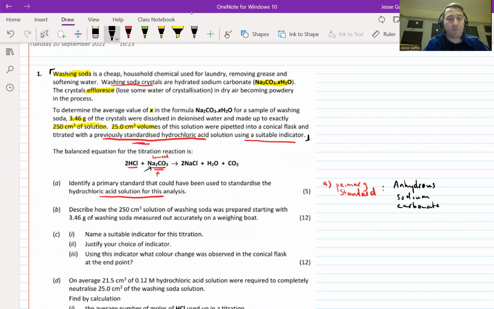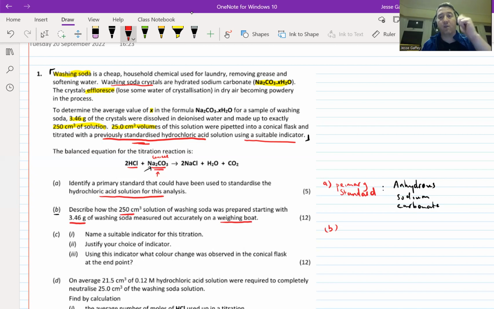Okay, so then it says B, describe how 250 centimeters cubed of washing soda was prepared, starting with 3.46 grams of washing soda measured out accurately on a weigh bowl. Okay, so this is where you have to really read the text to find out what they're looking for. This is the higher level, which means we have to analyze what exactly they are asking us to do. They're telling us already that we have this weighed out, so we don't need to talk about weighing that out. It's already given to us on a weigh boat, the little plastic boats that we use to weigh.